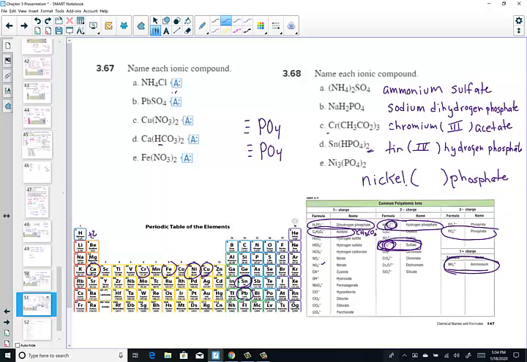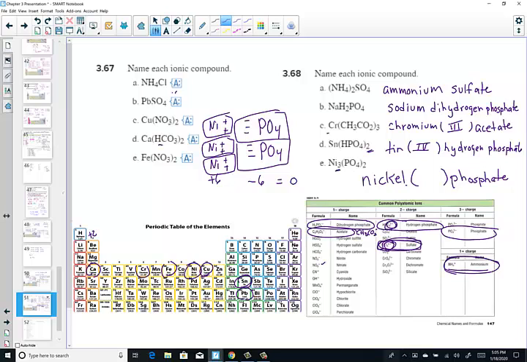PO4, 3 negatives. So 2 groups of a -3 charge each. So right now I'm at a -6. I know that I need a +6 all together to be electrically neutral. What must the nickel be so that when I take 3 of them, I end up with an equalized charge? Well, you're right. I'm going to need nickel to be a +2 charge so that by the time I'm done writing 3 of them, I've neutralized the -6 overall from phosphate.